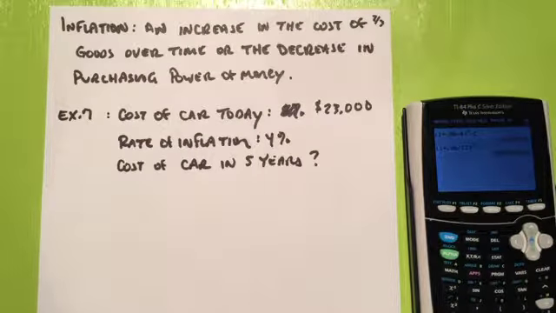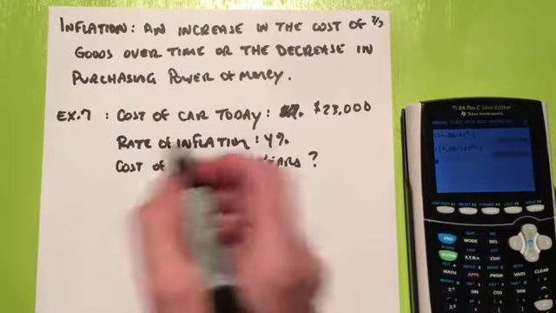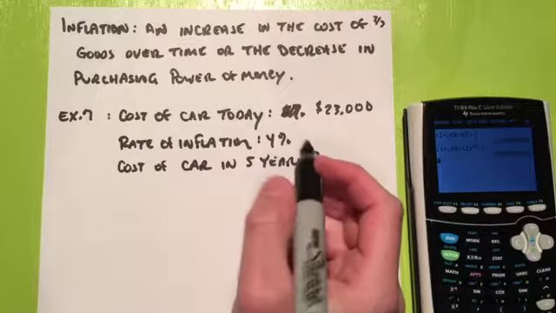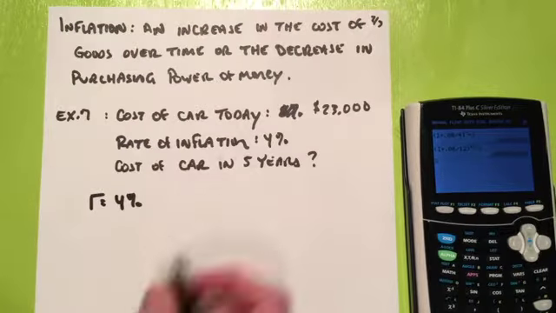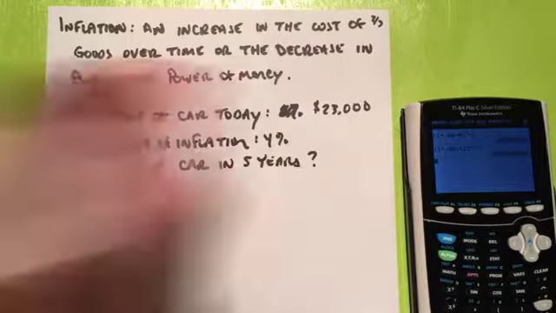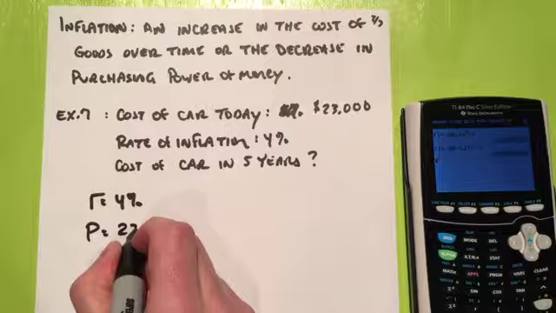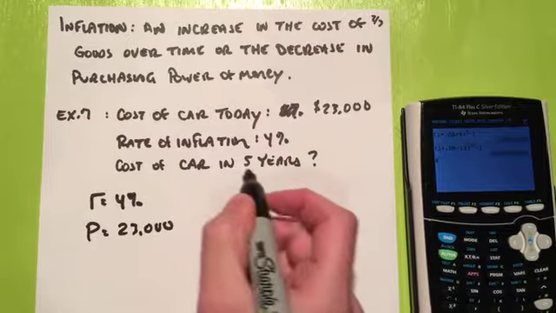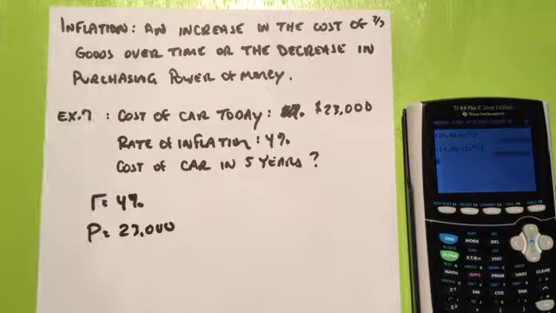Let's go through some examples. Now, inflation is an annual compounding rate. So when it says the rate of inflation is 4%, that's going to say our R value is 4%. If we've got the current cost of an item, that gives us our principal. Once again, this is example number 7 off the notes. We say the cost of a car today is $23,000. If we waited 5 years, how much would we expect the same kind of car to cost?